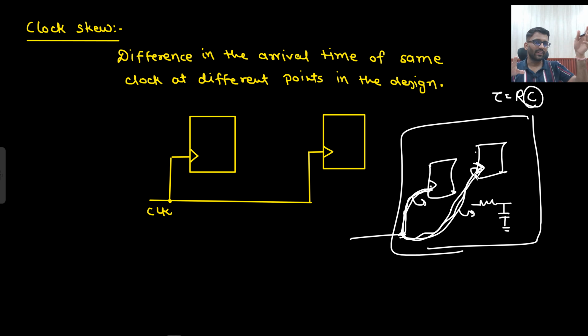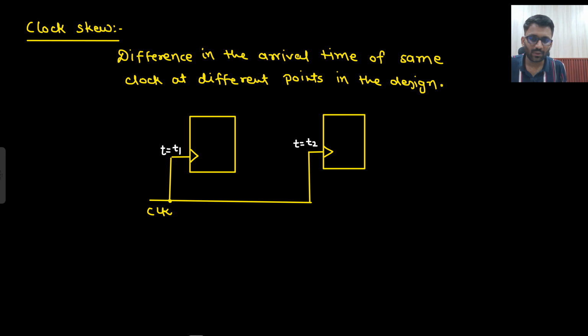The length of wires could be different, and based on the length, the capacitance could be different. And based on the capacitance, it may take more time or less time to reach a particular block. So let's say the clock is reaching here at t equals t1 time, and the clock is reaching here at t equals t2 time. And I am assuming that t2 is greater than t1. These are two different blocks.